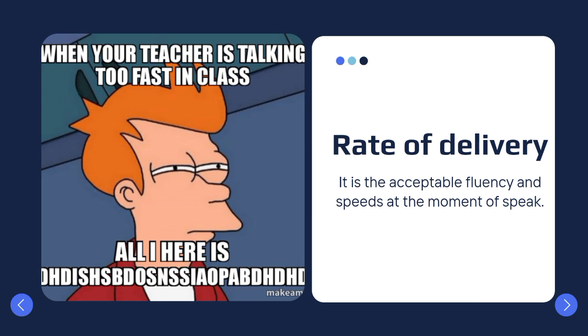Next is rate of delivery. It is the acceptable fluency and speed at the moment of speaking. In speaking, you also have to control yourself. You need to have a good rate of delivery. Not too fast, not too slow. Because if you're too fast, others might not get what you're saying, and if you're too slow, others might find it boring.